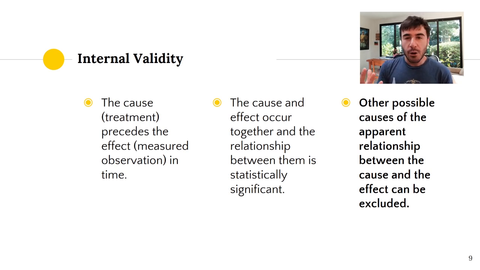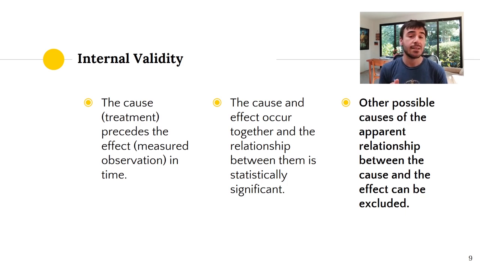The first one is very obvious: the cause, or the treatment, must precede the measurement of the effect. So if I measure lodging before I apply the plant growth regulator and then say, oh, the plant growth regulator reduces lodging, that is not an internally valid experiment. It's kind of obvious, but the treatment must precede the effect. The next one is that there has to be a statistically significant relationship between the cause and effect. We'll talk about that again in a later lecture, but there has to be a statistically significant result.